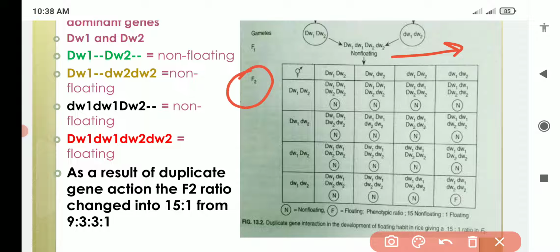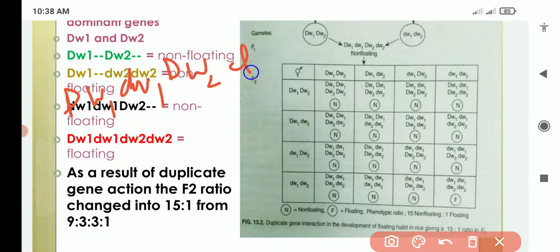So 4 types of gametes will be produced in the female and in the male, because it is self-pollination, so the gametes will be the same. Here this is capital DW1, small dw1, capital DW2, small dw2. So we will see the gamete formation. First type of gamete that will form is capital DW1, capital DW2.